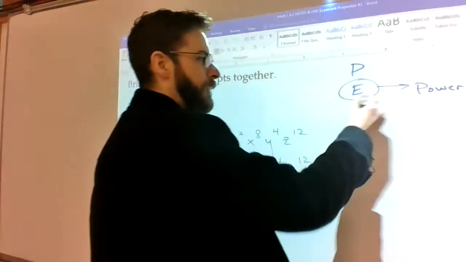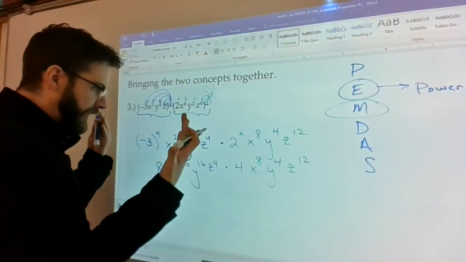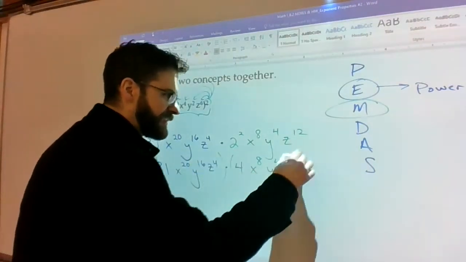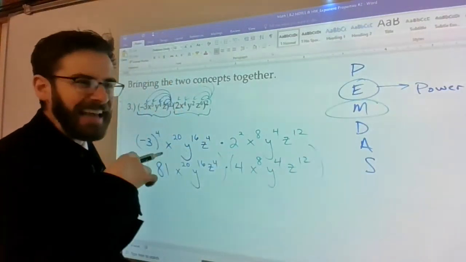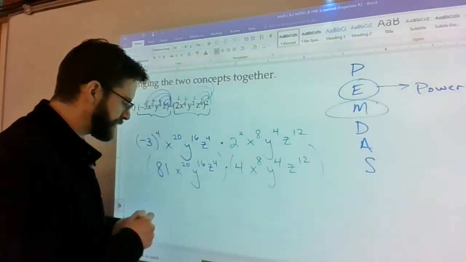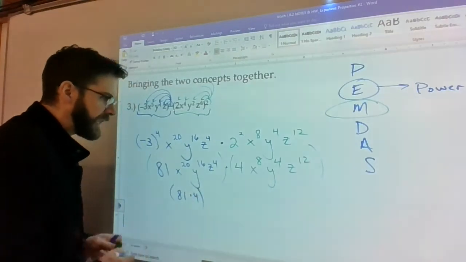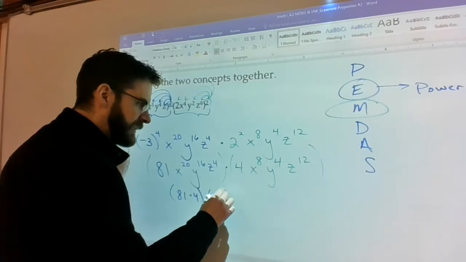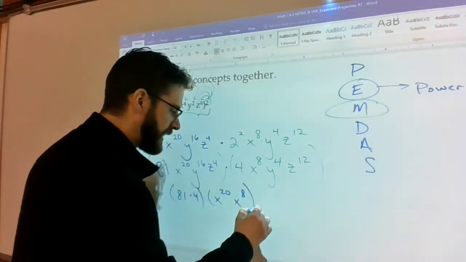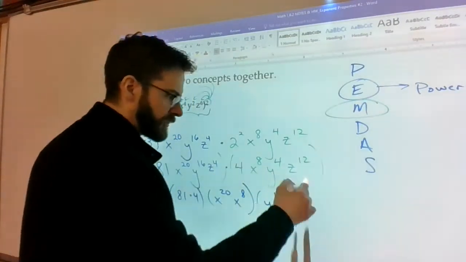Right? So now multiplication and division come next in the order of operations. This is where we have to do the move where they were normally in parentheses, and then your job was to say, I can collect the like terms side by side. The 81 times the 4, if we rearranged everything, okay? And then the x to the 20 times x to the 8. And then y to the 16 times y to the 4. And z to the 4 times z to the 12.